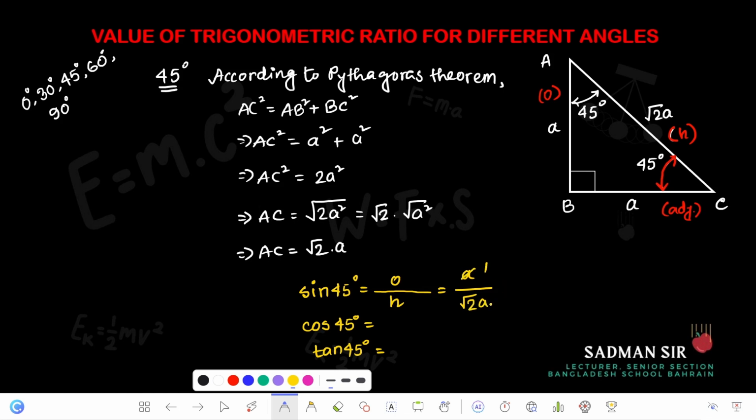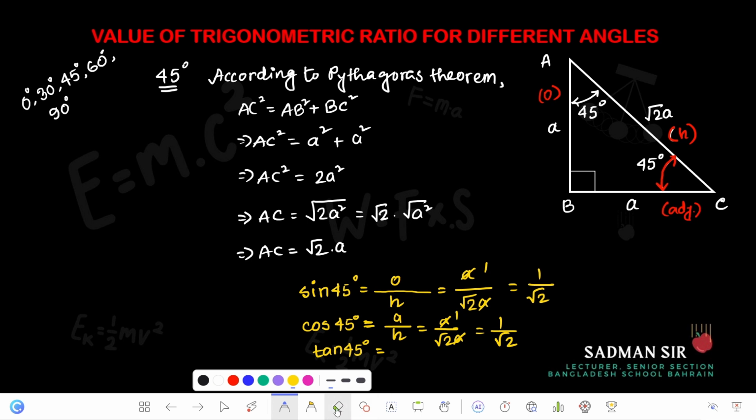So the a's are cancelled, then we can write 1 by root 2. So that is the value of sine 45. Similarly, we can do the same for cos 45 also. It is adjacent divided by hypotenuse. So adjacent, which is also a, divided by hypotenuse, which is root 2 a. So similarly, 1 by root 2 will be our value.